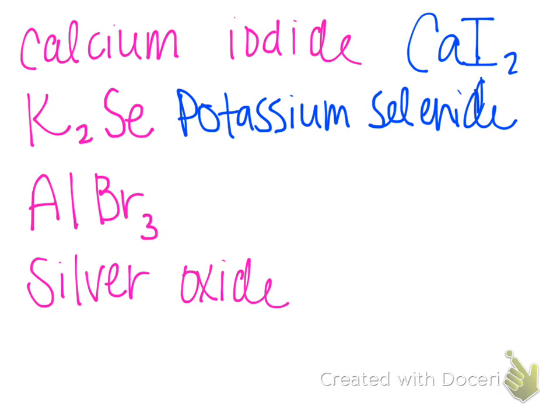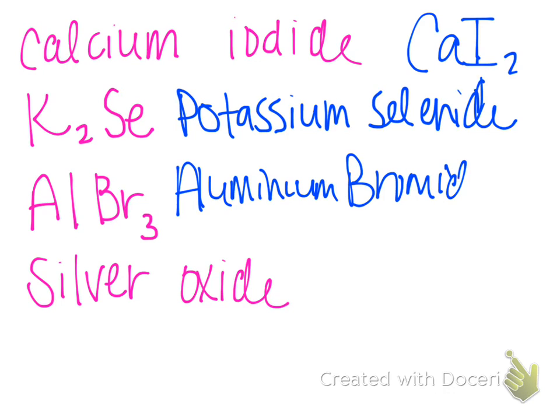AlBr3. Preston, what do you think? Aluminum bromide. Good. And our last one. Stone, what do you think? Ag2O. Perfect. Silver has a +1 charge. Oxide has a -2, which is why we can have Ag2O. Very nice. Okay, feeling pretty good about ionic naming.